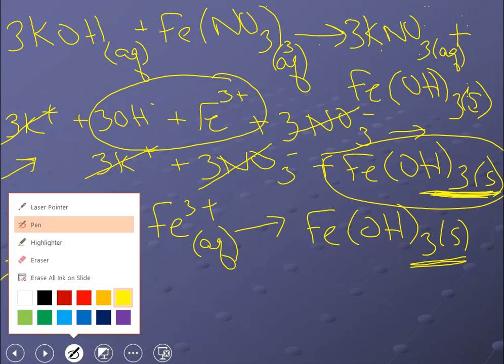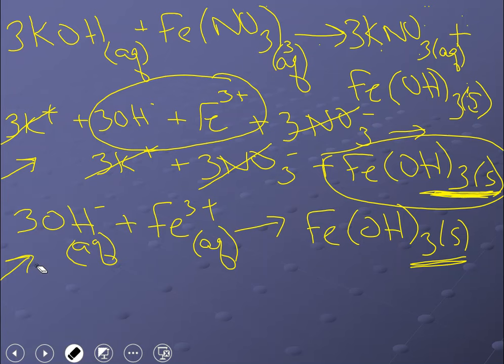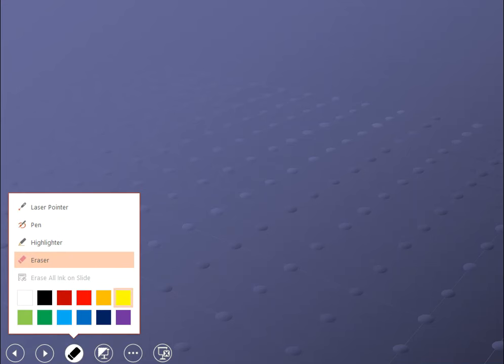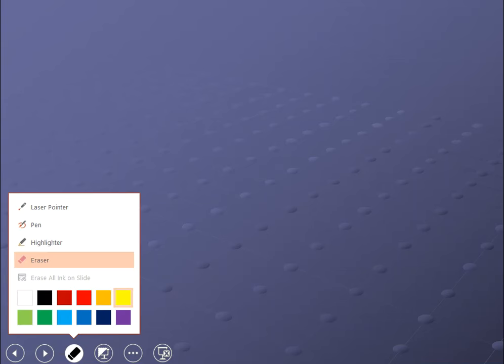Okay, so I'm going to clear that whole thing. All right, so we'll go on to the next slide here. Just get rid of this. Okay, I can't get rid of my silly eraser.